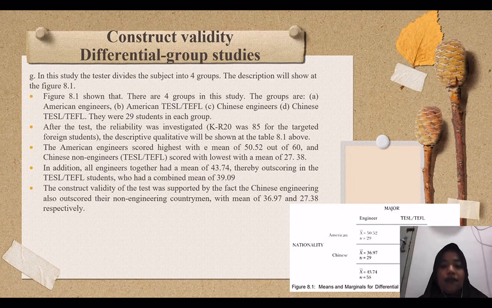Okay, this figure shows that in this study the tester divided the group into four. The description will show in Figure H1. The figure shows that there are four groups in the study. The groups are American engineers, American TESOL or TEFL, Chinese engineers, and Chinese TESOL or TEFL, and there were 29 students in each group. After the test, the reliability was investigated.